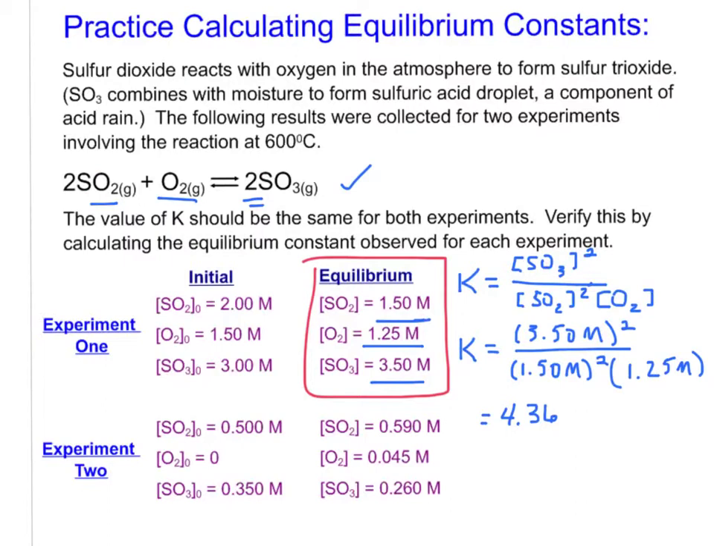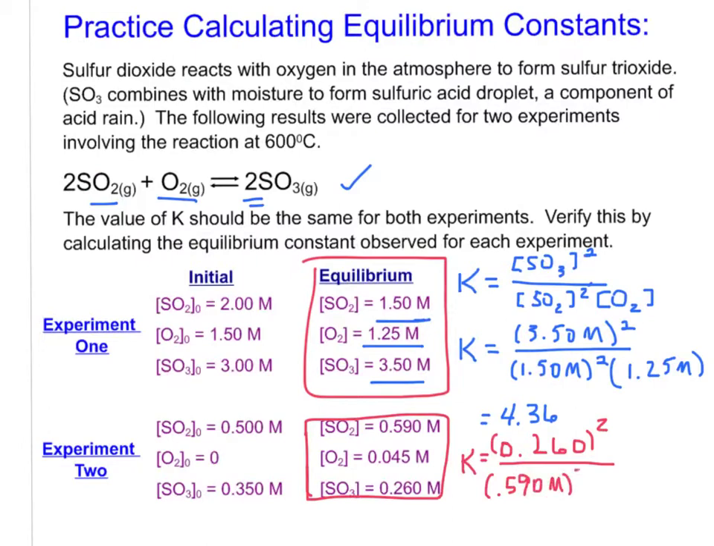So I'm going to check this against experiment 2. I'm going to look at the equilibrium values for experiment 2. And in that case, I'm going to get sulfur trioxide as 0.260 molar squared, divided by my sulfur dioxide, 0.590 molar squared, times the oxygen, just 0.045 molar. I'm running out of room, so I'm going to just punch that into the calculator. I get 4.32.